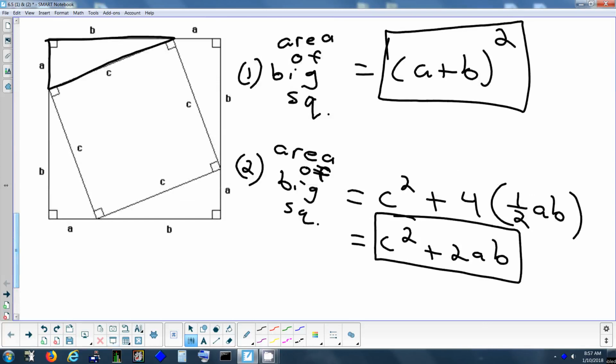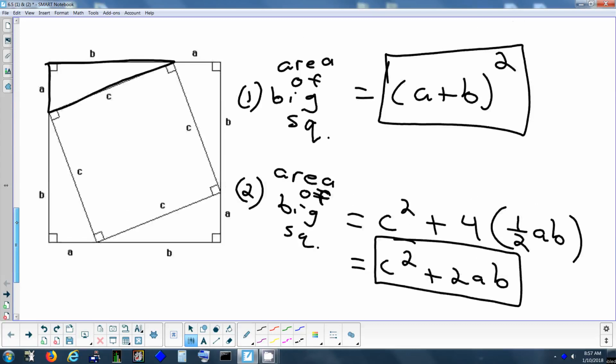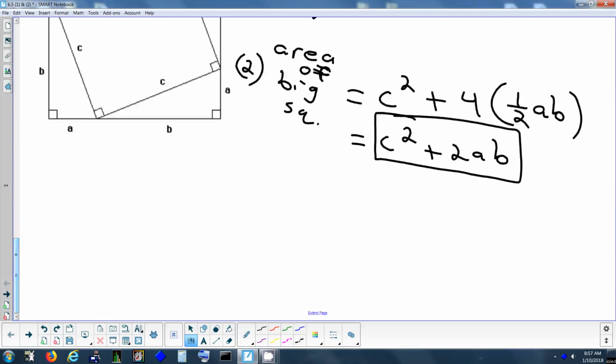So if box 1 and box 2 are both formulas for the same shape, what does that mean about what's in box 1 and what's in box 2? Yeah, they're equal. Box 1 and box 2 are equal to each other. So let's write that down. Box 1 equals box 2.